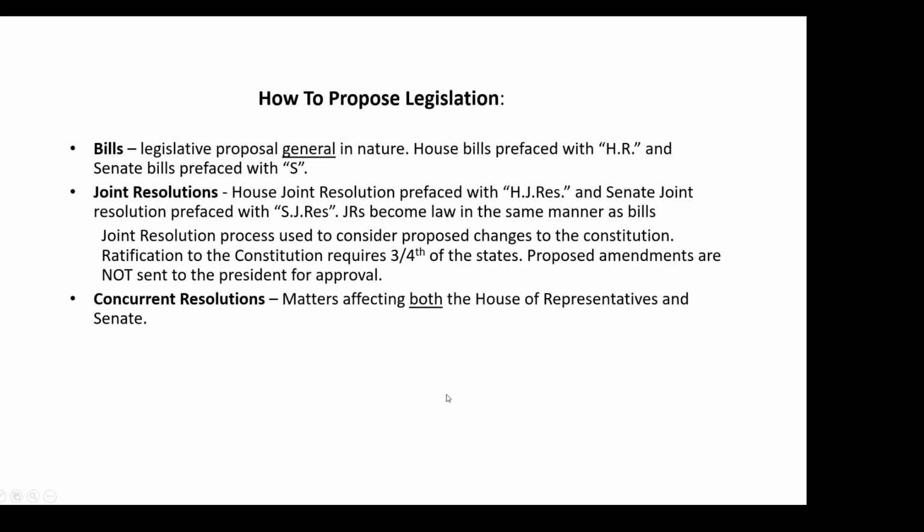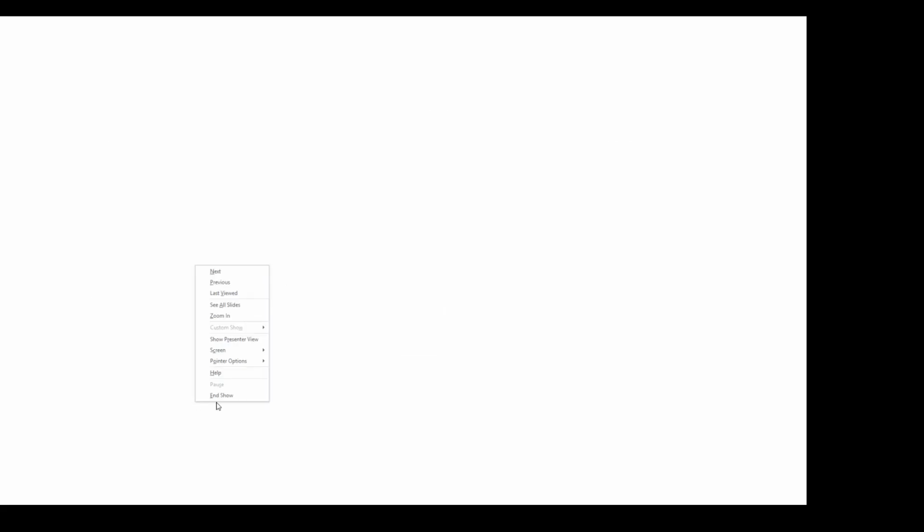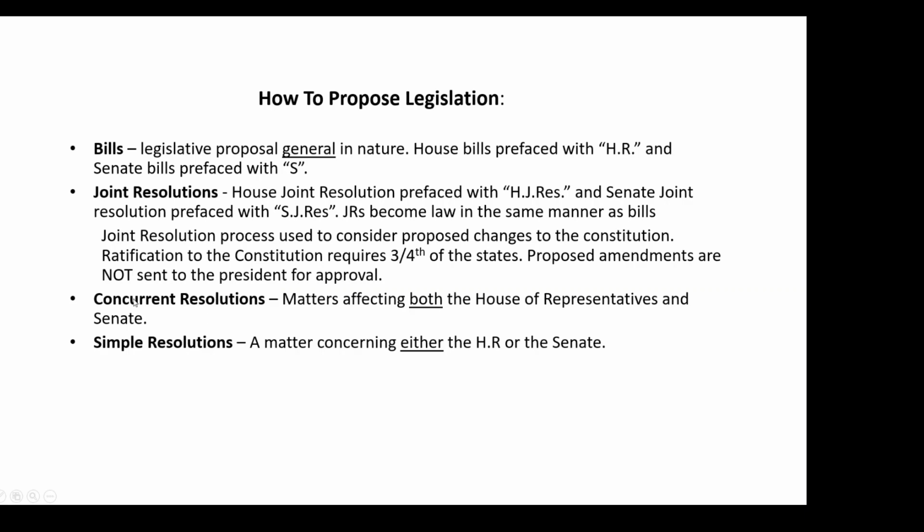A concurrent resolution is used if it's a matter affecting both the House of Representatives and the Senate. What's important with concurrent and simple resolutions is that neither the concurrent nor the simple needs to go to the president. So let me clarify. The bill and the joint resolution under normal conditions go to the president to sign for them to become law. Concurrent and simple resolutions do not go to the president.